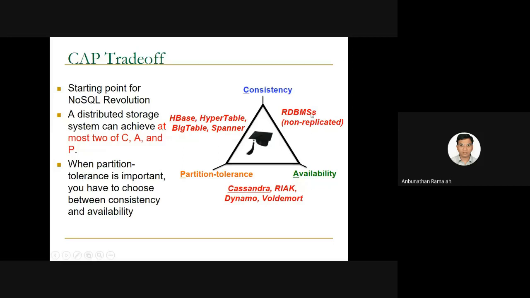In the RDBMS, for example, when you are doing a bank transaction, that is where consistency and availability should be more important. Whereas when you are using NoSQL, partition tolerance and availability are important. Consistency we don't bother about. Where consistency and partition tolerance are very important, then HBase is used. So like that you select which database, based on your need.